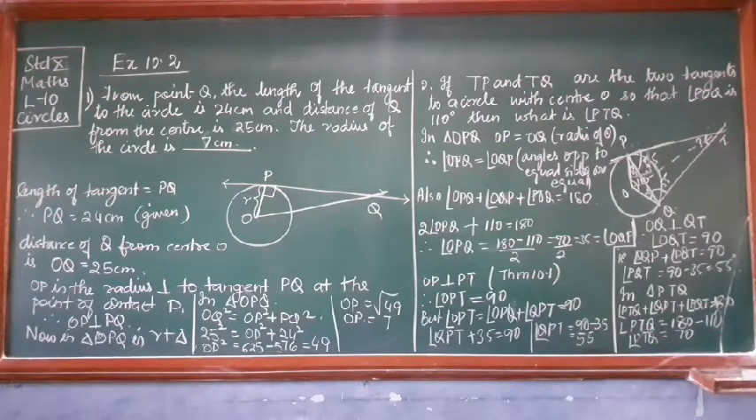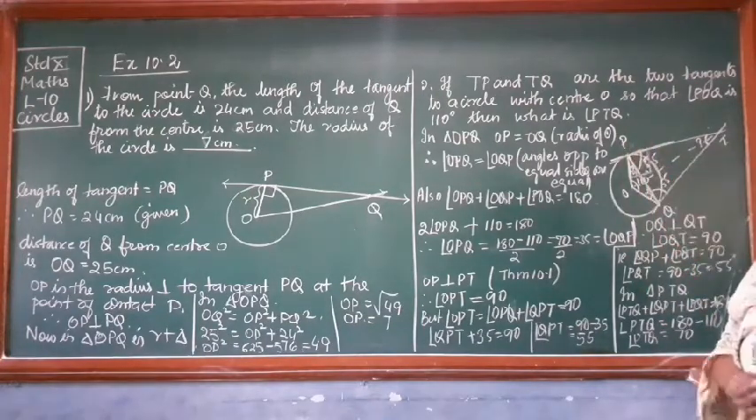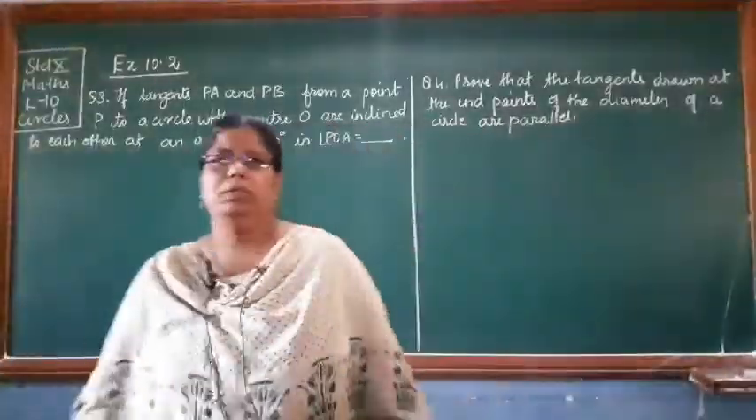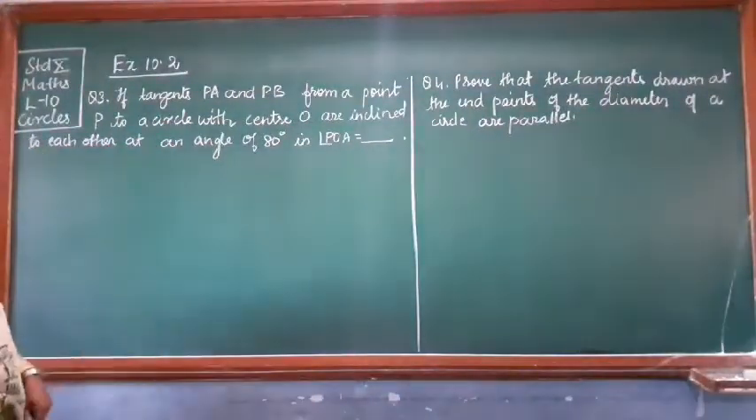Got it, everyone? Okay, so you have got your answer. PTQ is equal to 70. So you can copy it. Now we will see the next question.